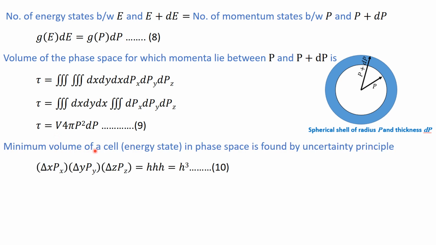Now the minimum volume of a cell, that is an energy state in phase space, is calculated by the uncertainty principle. So you know that the uncertainty Δx Δpx is h, Δy Δpy is h, Δz Δpz is h. So the volume, this represents the volume of the cell. This is the minimum possible volume which corresponds to an energy state. This will be equal to h cubed.